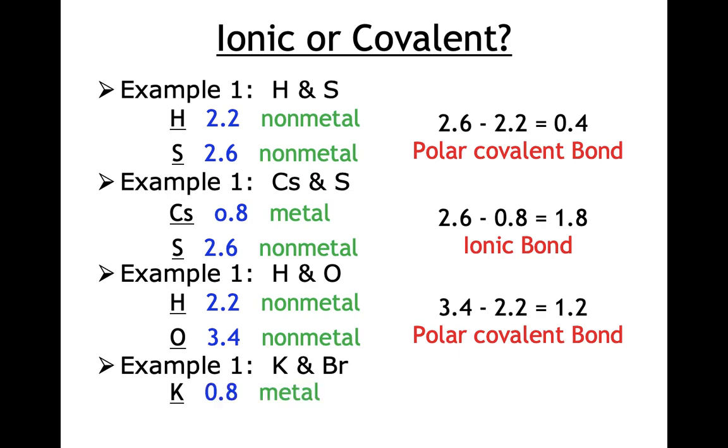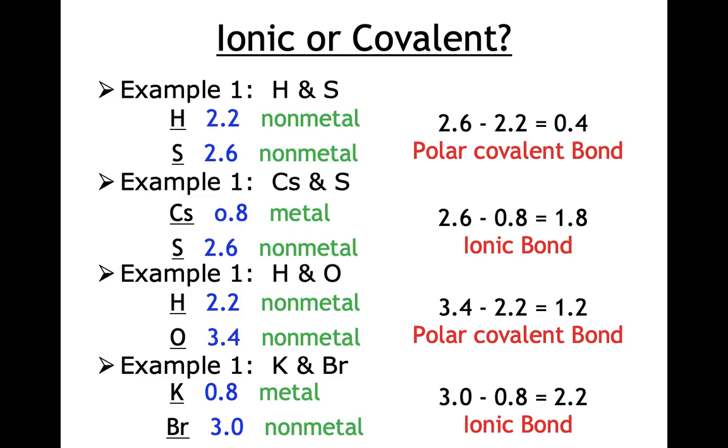Our last one is a metal and a nonmetal. 3.0 minus the 0.8 is a 2.2. We are above 1.7, so that puts us in the ionic category.